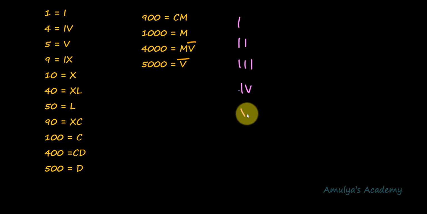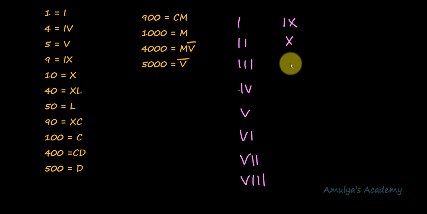So like this. Next 5. Here 6, 7, 8. Now I want 9. So I can't use like this, right? That's why I'll take 9 as 1 less than 10. So 10 is X, so 1 less than 10.